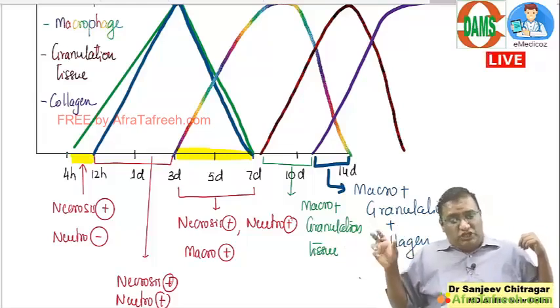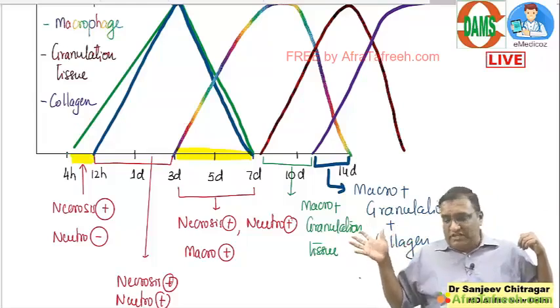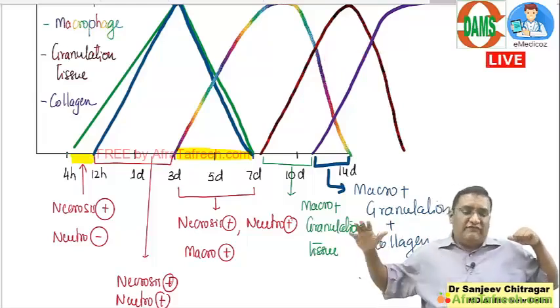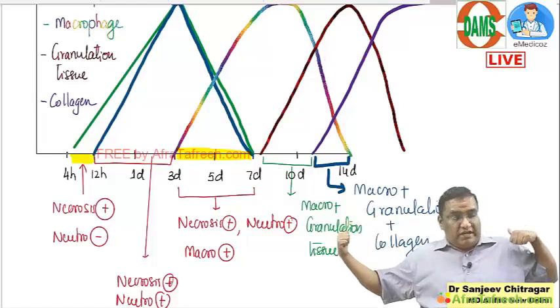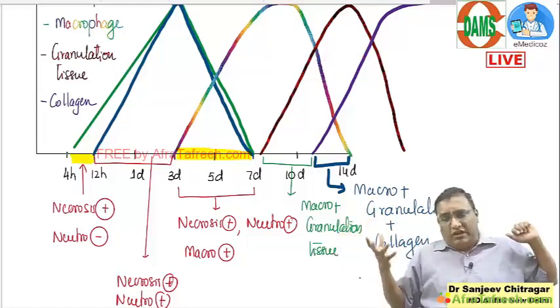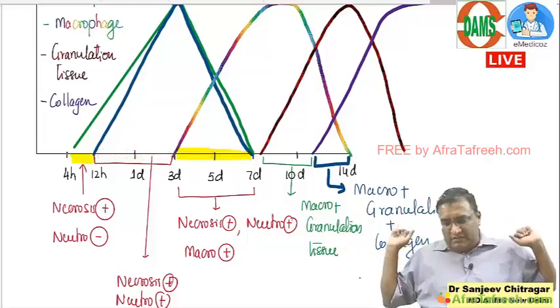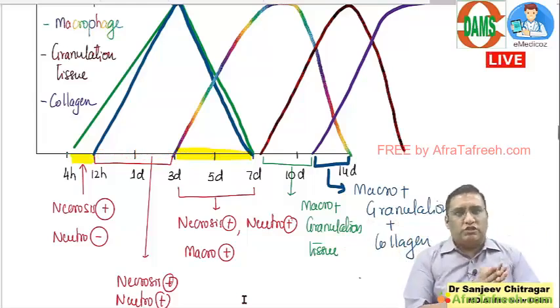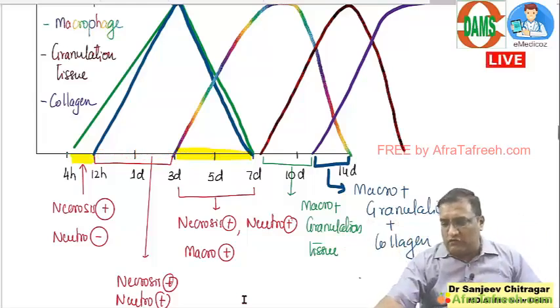Macrophages and granulation tissue at 7 to 10 days, and macrophages, granulation tissue and collagen will be around 10 to 14 days. After 14 days, you will find only the granulation tissue and also the collagen. After 3 weeks, no granulation tissue, only collagen will be seen. This is how the examiner can end up giving you a question. So these were important keywords for the cardiovascular system.